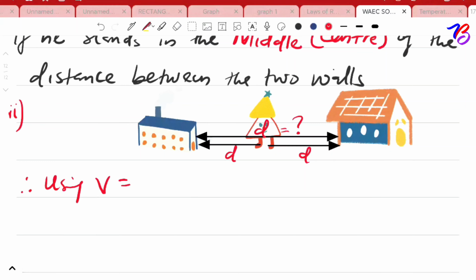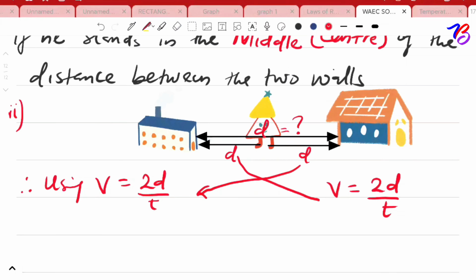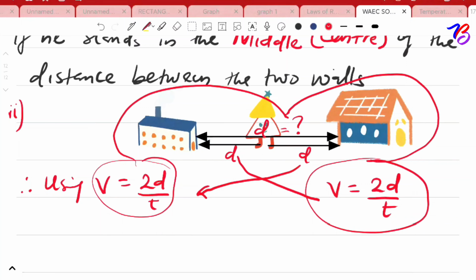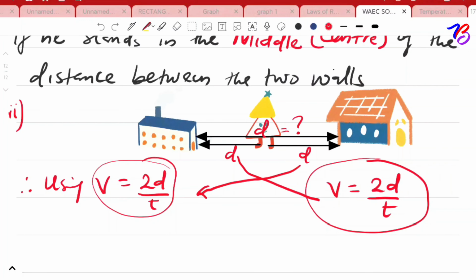So using V is equal to 2D over T, okay, this connects our triune components. Are you getting it? So it means we are going to solve for this D and the other D. V is equal to 2D over T. So whichever method you decide to use here, it solely depends on you, okay? But here I'm going to just use V is equal to 2D over T. Then I'll multiply my final answer by 2. I hope you are following.